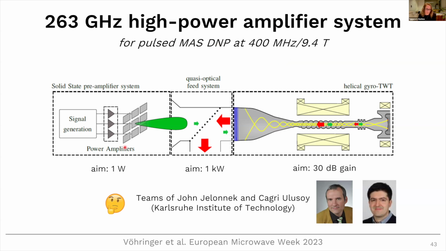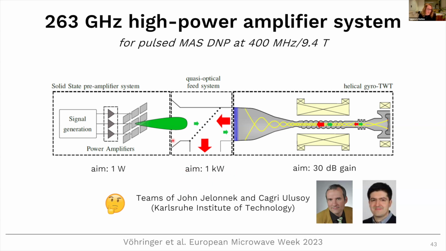And here you see a picture of the design of the amplifier system as they are constructing it at the moment. So they start with a solid state source where they aim at a power of about 1 watt. And this is then fed into a quasi-optical feed system going to an amplifier, which should eventually produce a 30 dB gain. That would mean they would eventually be producing a kilowatt, which is a substantial power and should make it possible to do pulse DNP at this high field and frequency.